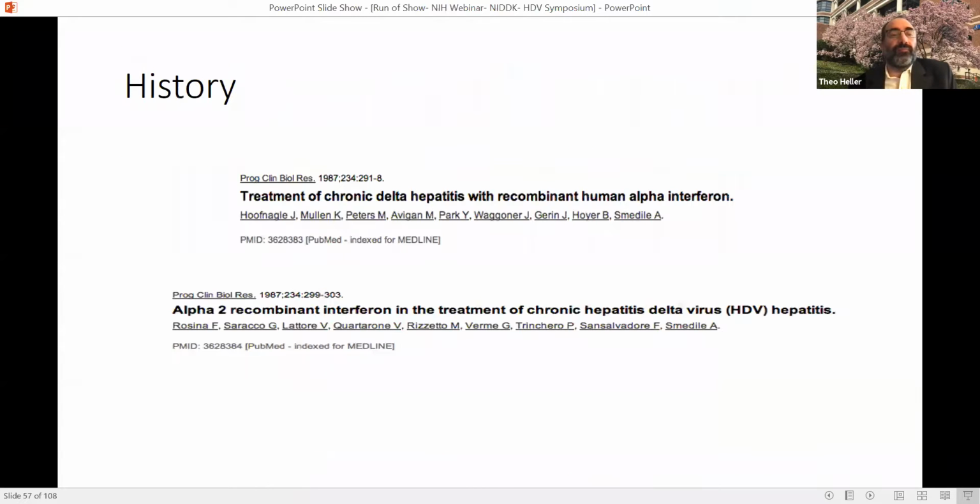Next slide, please. We have to talk about history. The virus may have been discovered in 1977, but by 1987, there were two back-to-back papers.